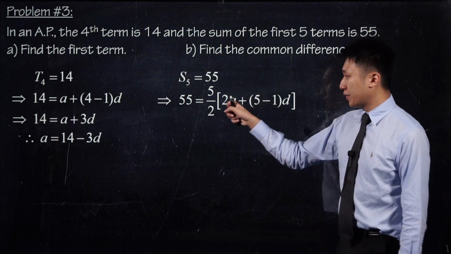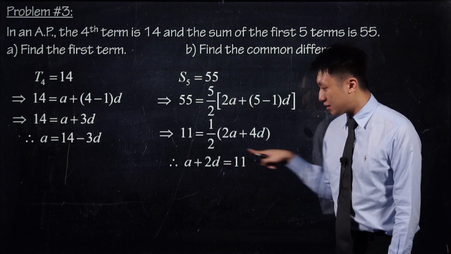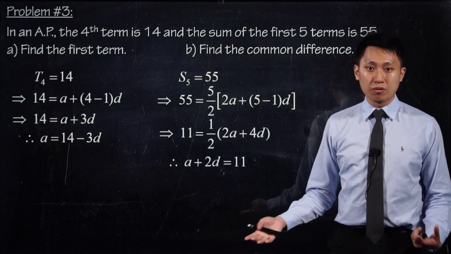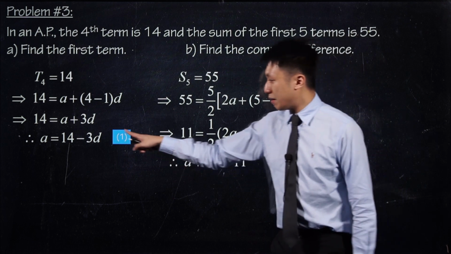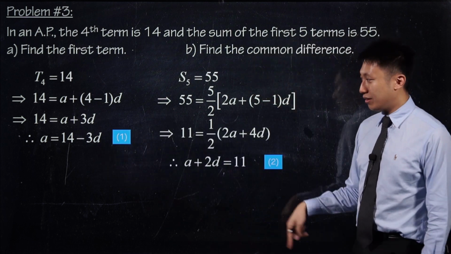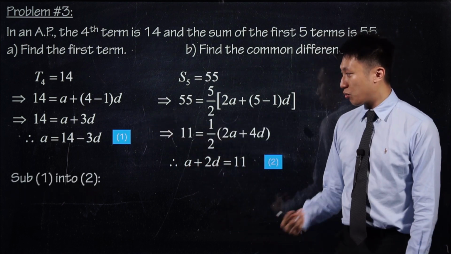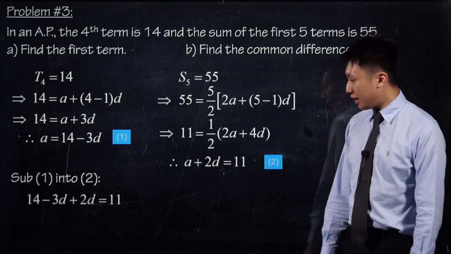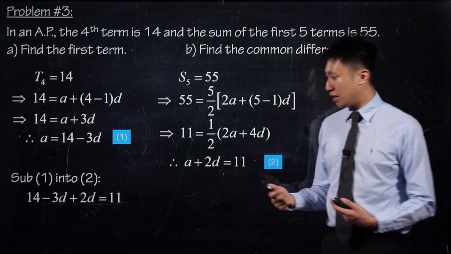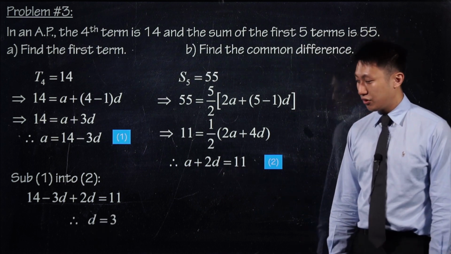So here you simplify it. Eventually you get something like this. Oh, it's nice here and it's nice here. So now what can you do? You can name this one the first equation, name this one the second equation, then you substitute the first one into the second one. You substitute 1 into 2. Then you get something like that, 14 minus 3D plus 2D is equal to 11. Solve for D. D will give you 3.